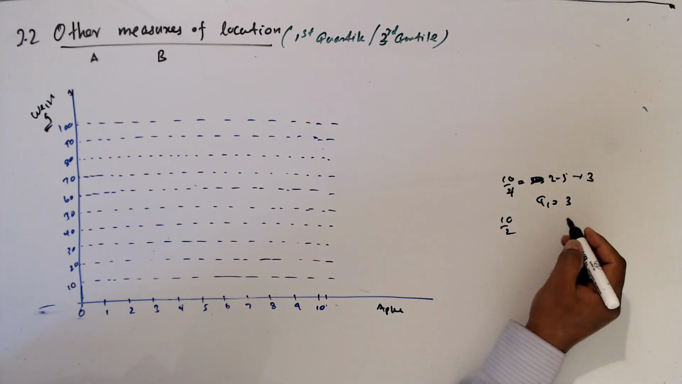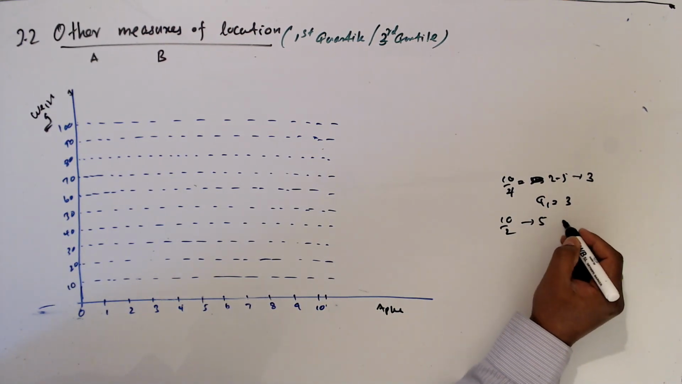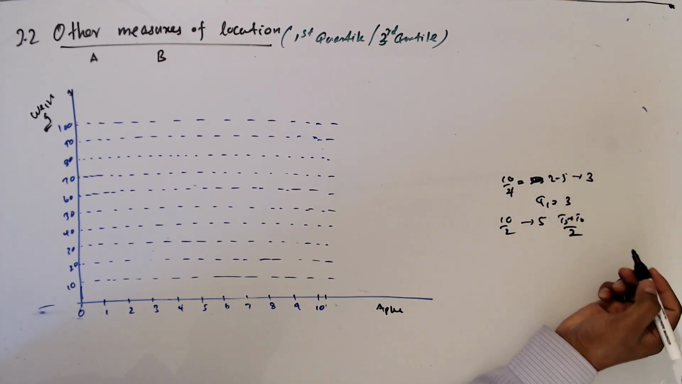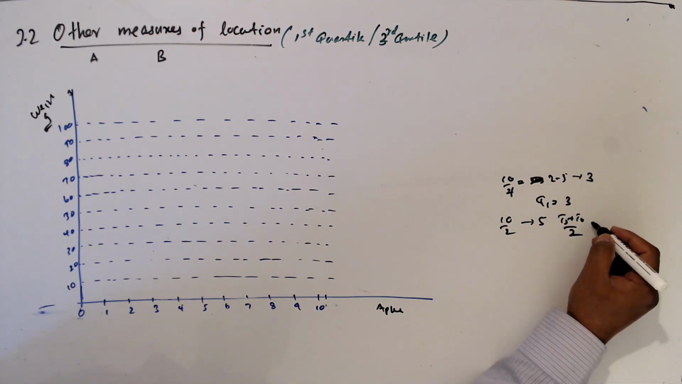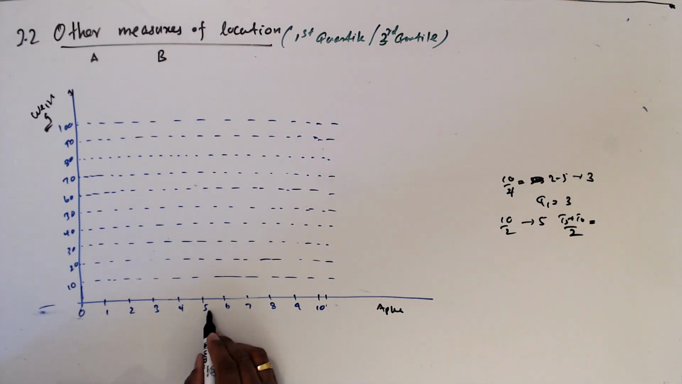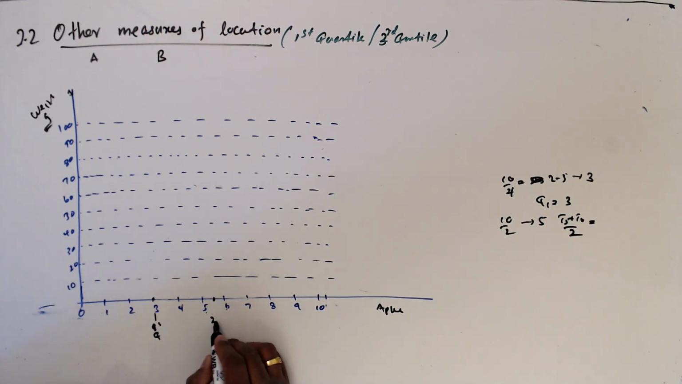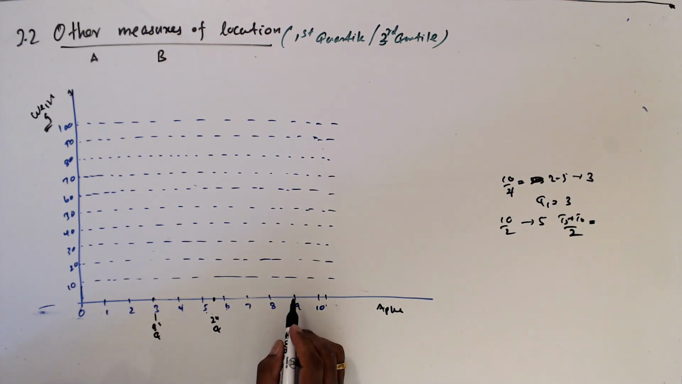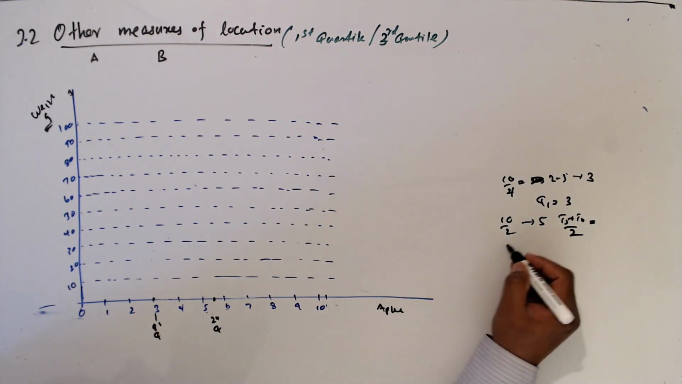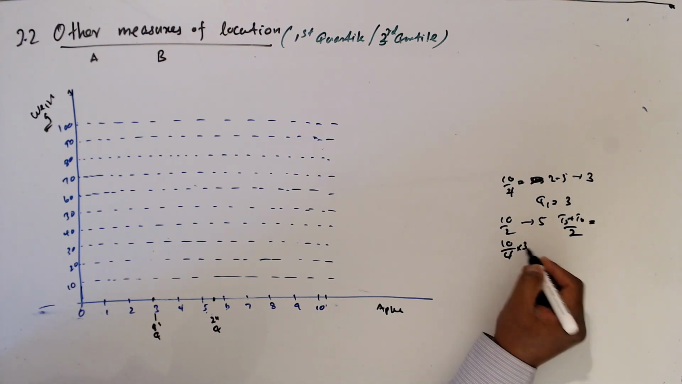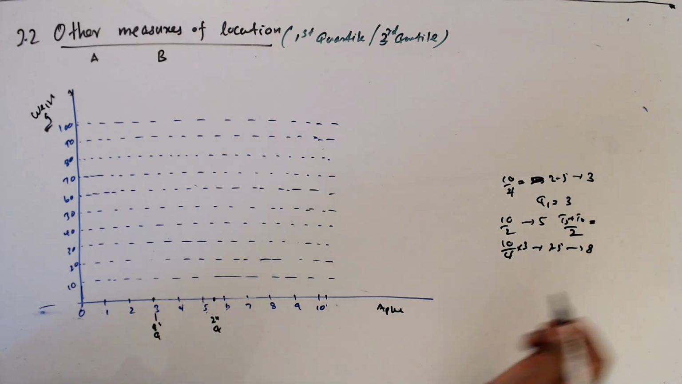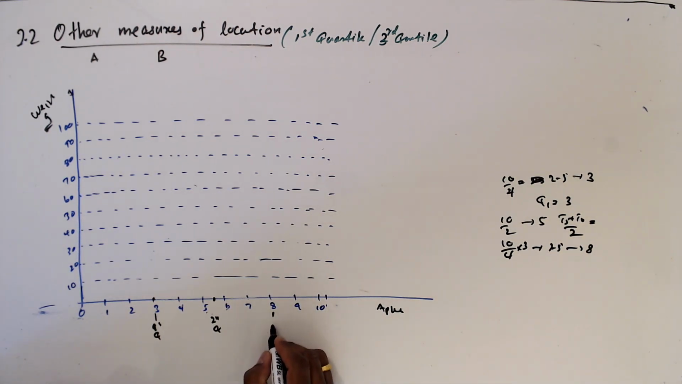Then the second quartile is 5. Then T5 plus T6 divided by 2. So then it is going to be somewhere here. It means T5 and T6 is the middle value of this one. And this is the first quartile. This is the second quartile and third quartile. So 10 divided by 4 multiplied by 3, that is 7.5, that is 8. The third quartile is going to be 8.